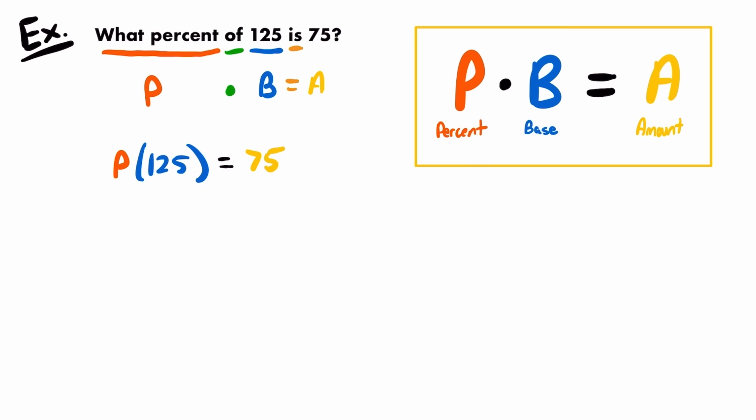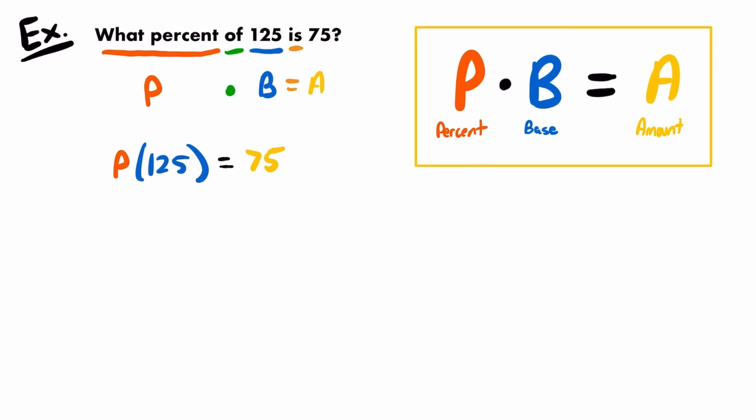And there we have it. That is our setup for solving this problem. We have now set up the basic percent equation. Now all there's left to do is solve for the unknown value, which in this case is the percent P. That P is the variable in this equation that we want to solve for. We need to isolate that P, or in other words, get it by itself. And right now it's being multiplied by 125.